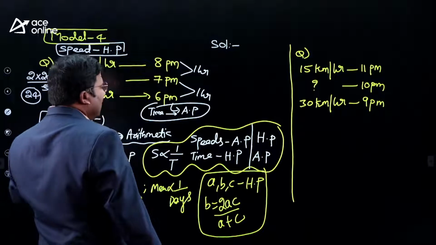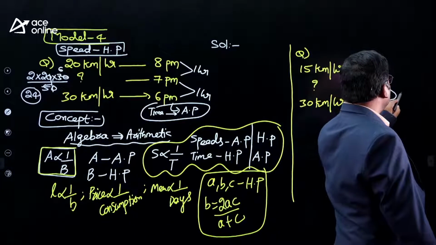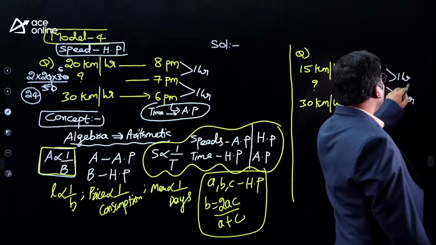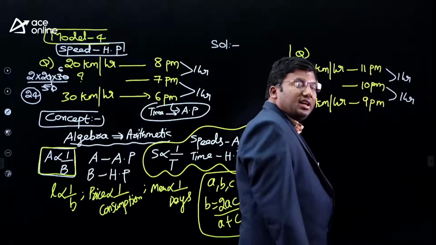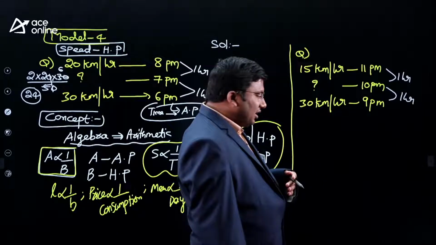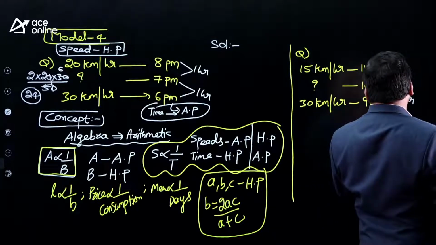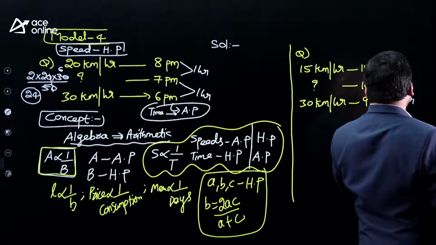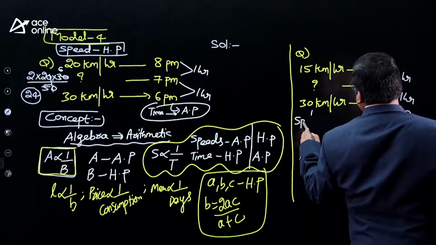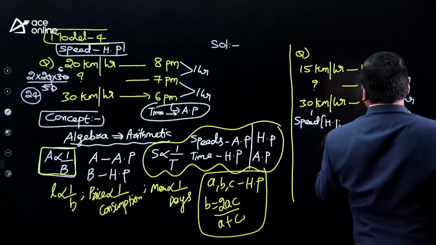Listen carefully, sir. First thing, observe: 9 p.m., 10 p.m., gap is 1 hour. 10 p.m., 11 p.m., gap is 1 hour. Are you all with me? The time period gap is the same. That means time is in arithmetic progression. If the time is in arithmetic progression, speed will be in harmonic progression.